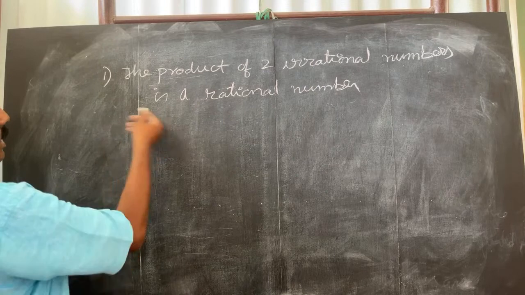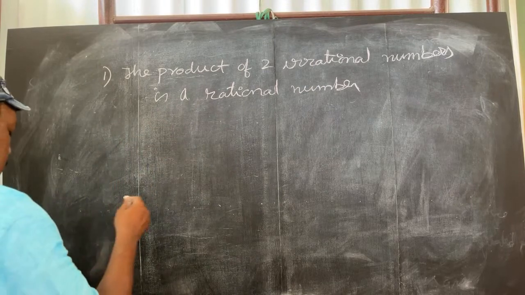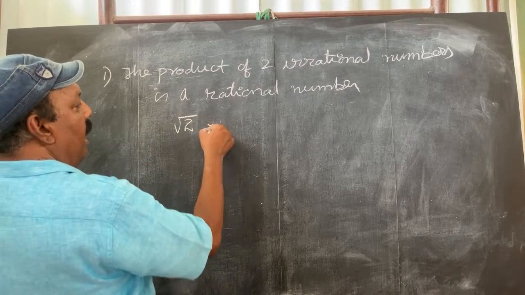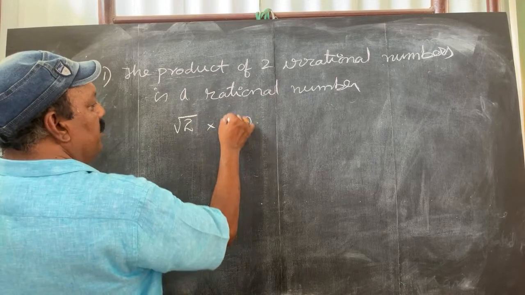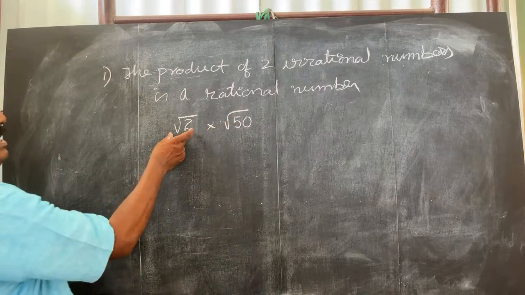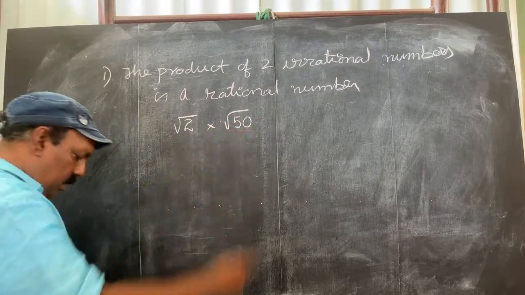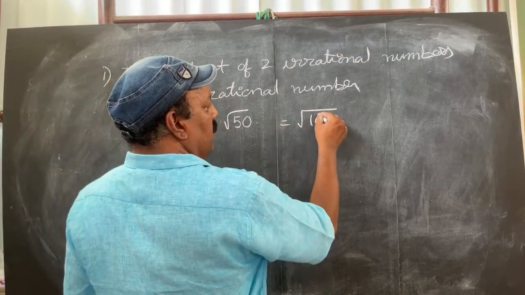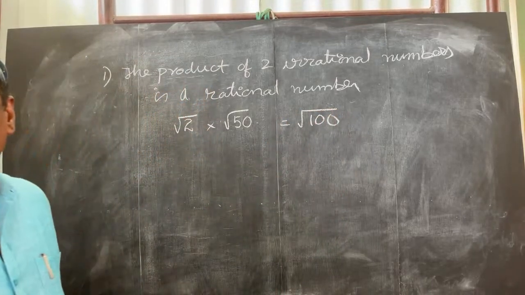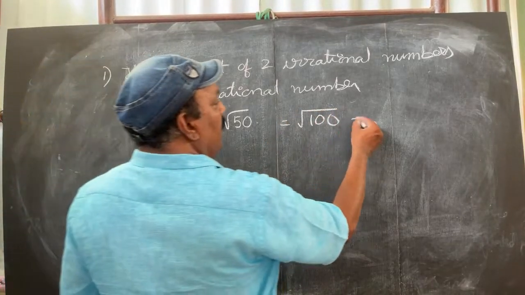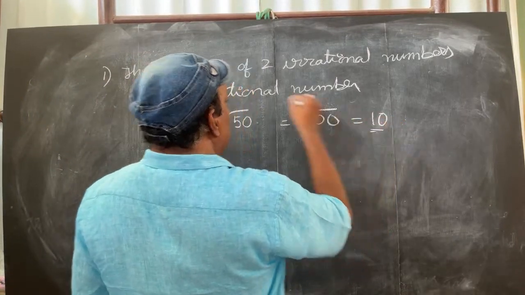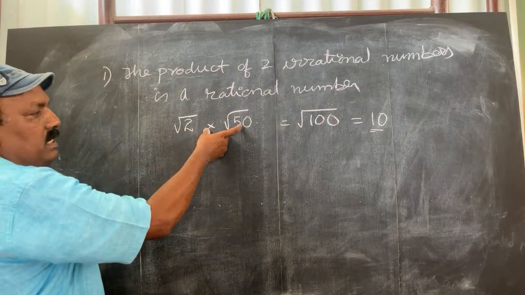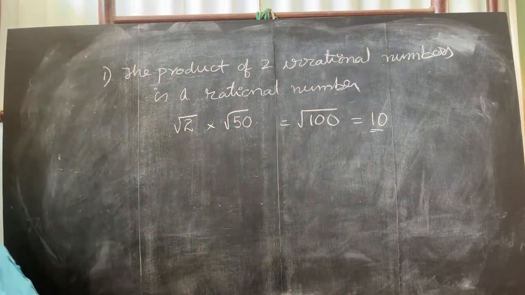Second thing, I will give one example for this. Root 2 is an irrational number, the first irrational number, and root 50 is the second irrational number. Now the product is root 100, and root 100 is nothing but 10. So 10 is a rational number. So whenever we multiply two irrational numbers, we may get a rational number. This is the example for that.